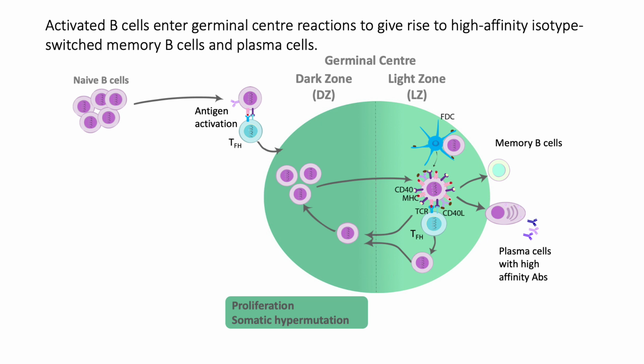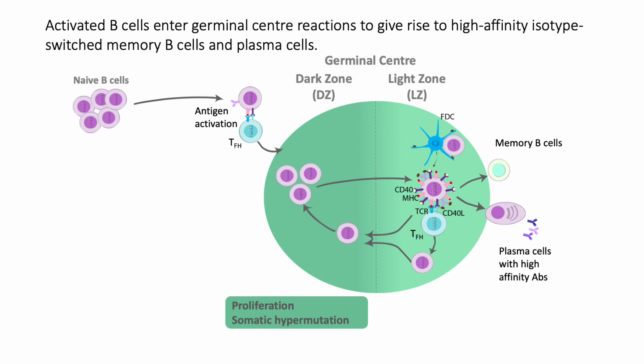During an infection, antigen-activated B cells enter germinal center reactions. Germinal centers are microstructures which are found in the secondary lymphoid tissues, and they are composed of two compartments called dark zone and light zone.